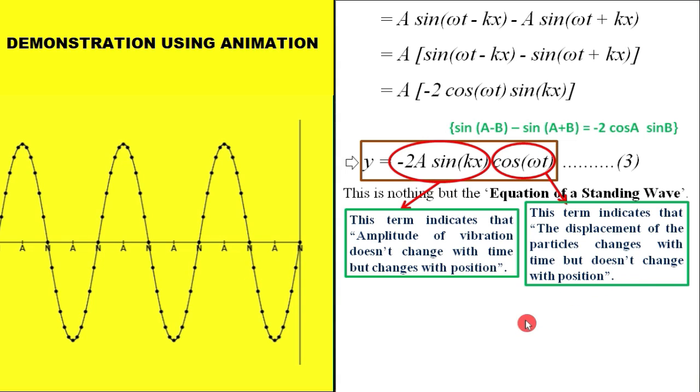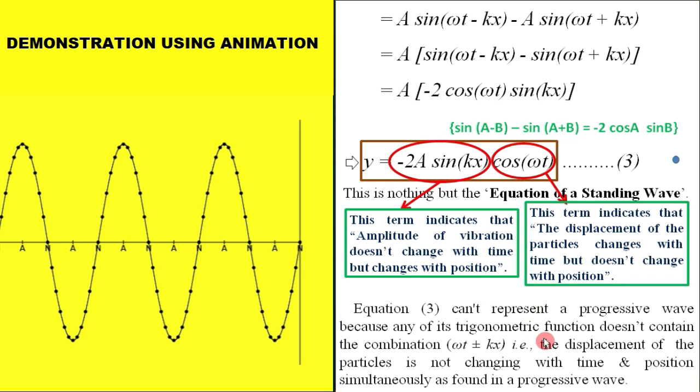Now let us come to the next one. So the same thing I have written here. Equation 3 cannot represent a progressive wave. Means this equation cannot represent a progressive wave because none of its trigonometric functions contain the combination omega t plus or minus kx. That is, the displacement of the particles is not changing with time and position simultaneously as found in a progressive wave. It does not contain a combination of omega t plus or minus kx. That is why it cannot be a progressive wave.